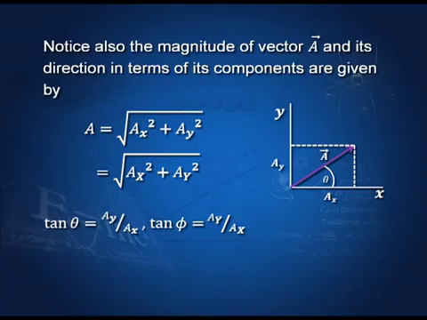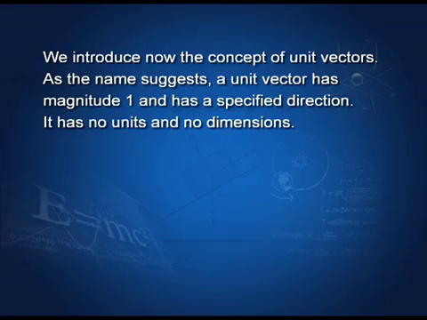So, given components you can get the vector itself, its magnitude and direction. We introduce now the concept of unit vectors. As the name suggests, a unit vector has magnitude 1 and has a specified direction. It has no units and no dimensions.